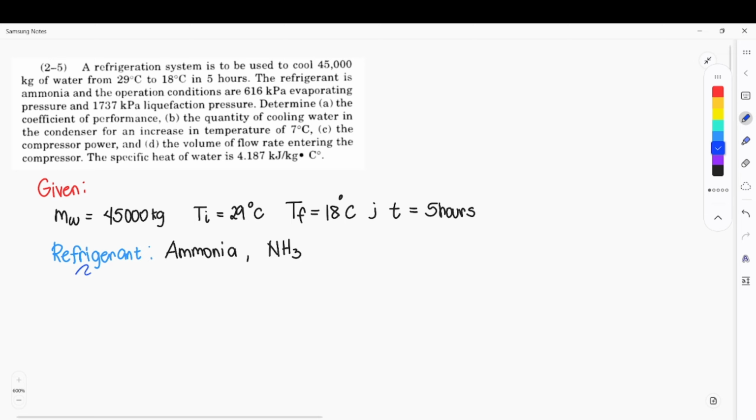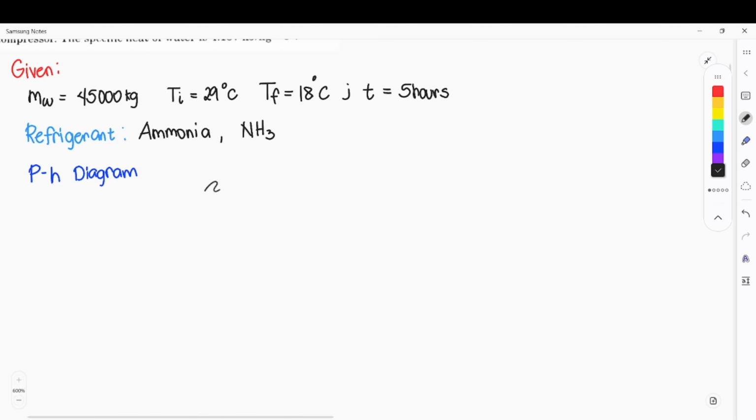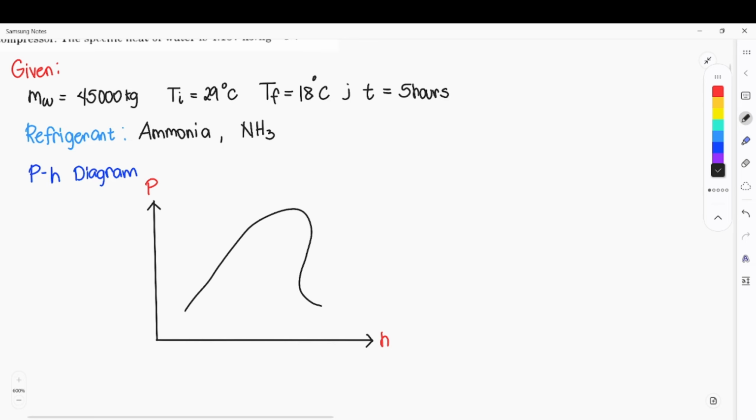Okay, so it's important na first identify natin kung anong refrigerant. Tapos, buklatin nyo na agad sa ref table nyo kung ano yung nararapat na table for that refrigerant. First, let's draw its pH diagram or the pressure enthalpy diagram. Slightly leaning to the right.